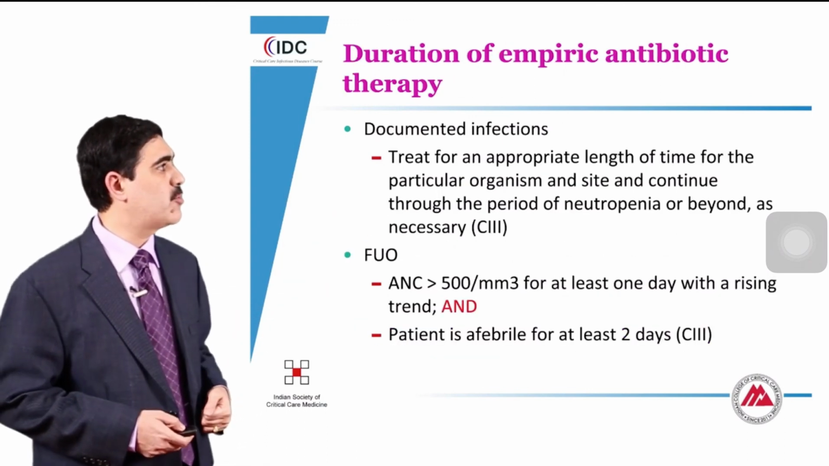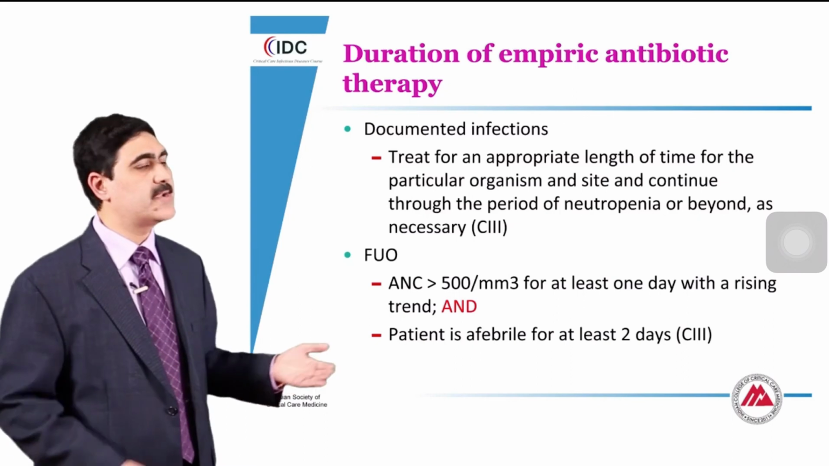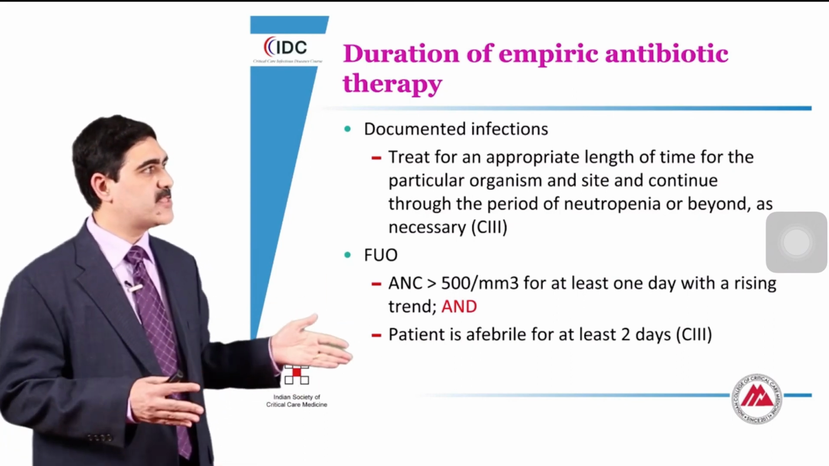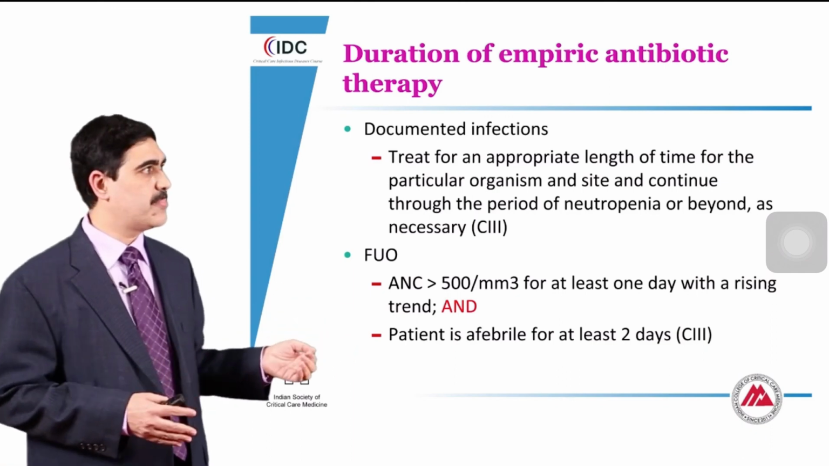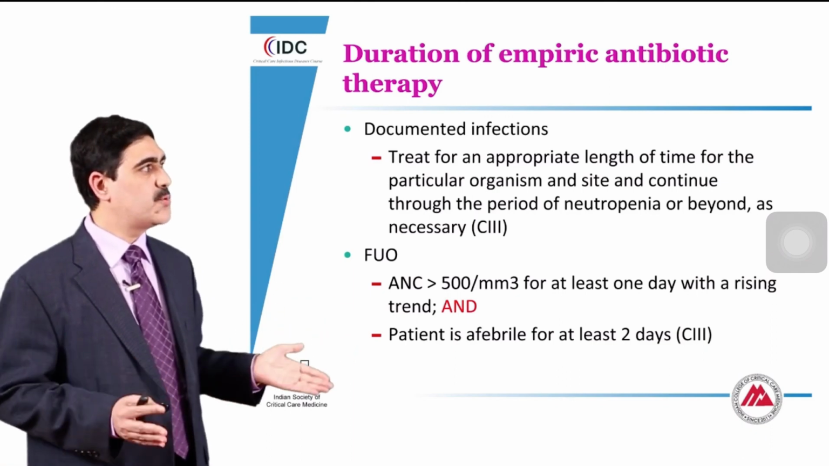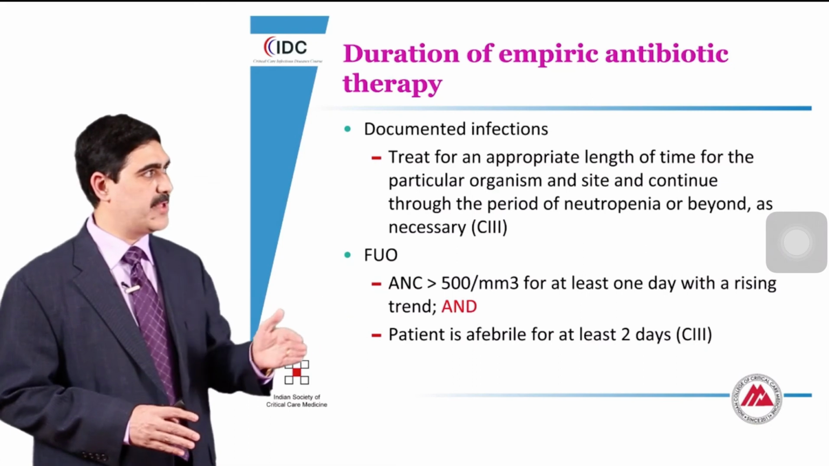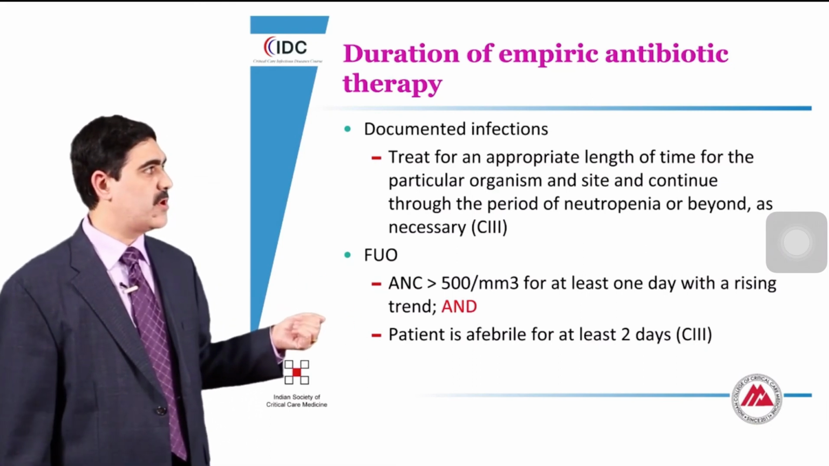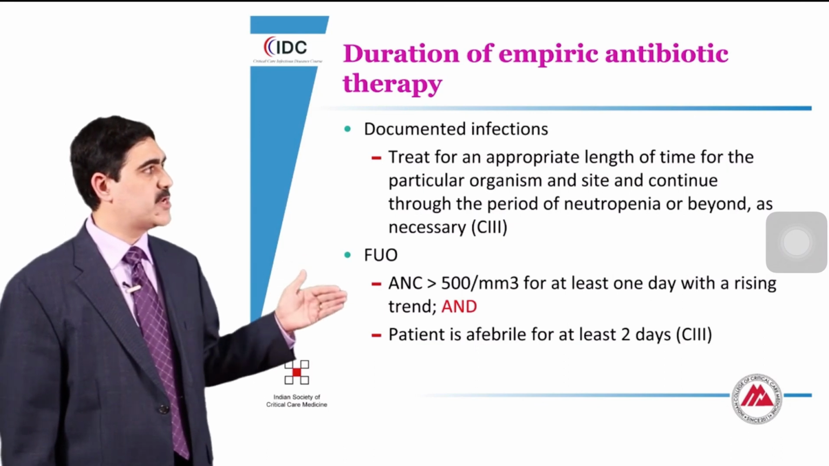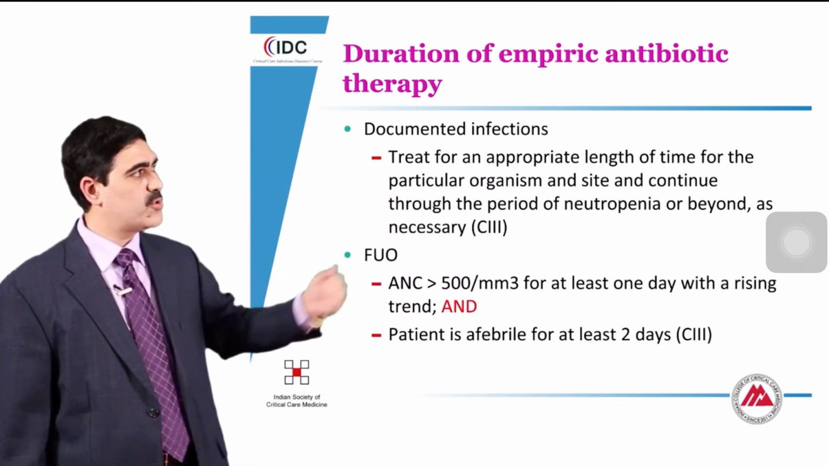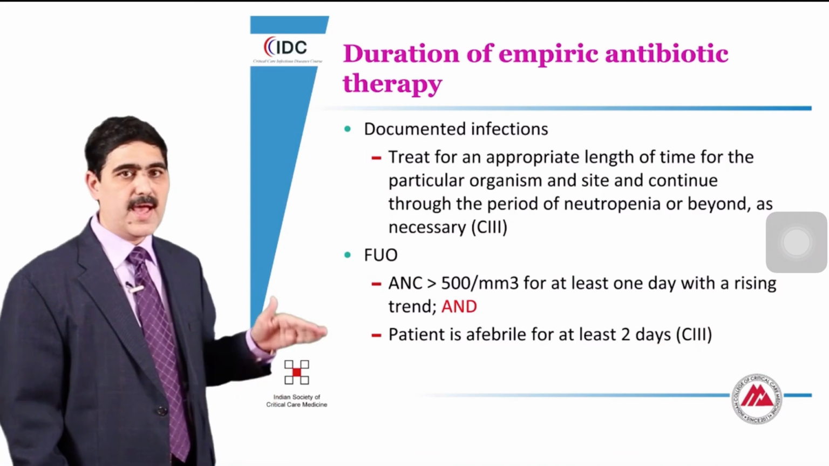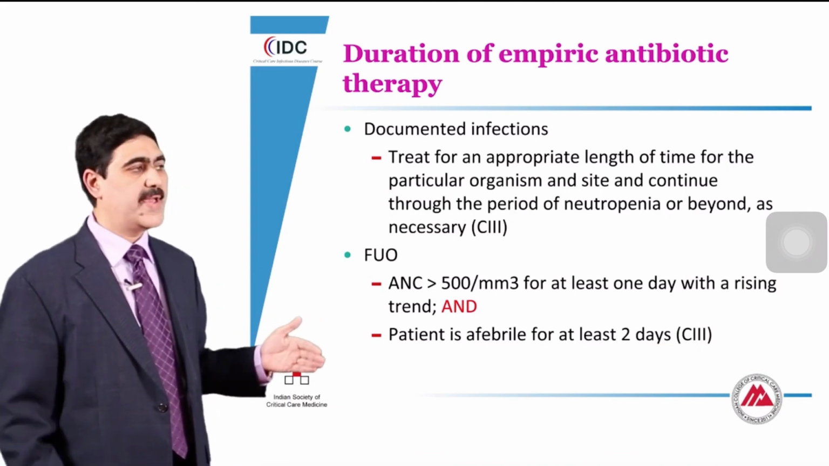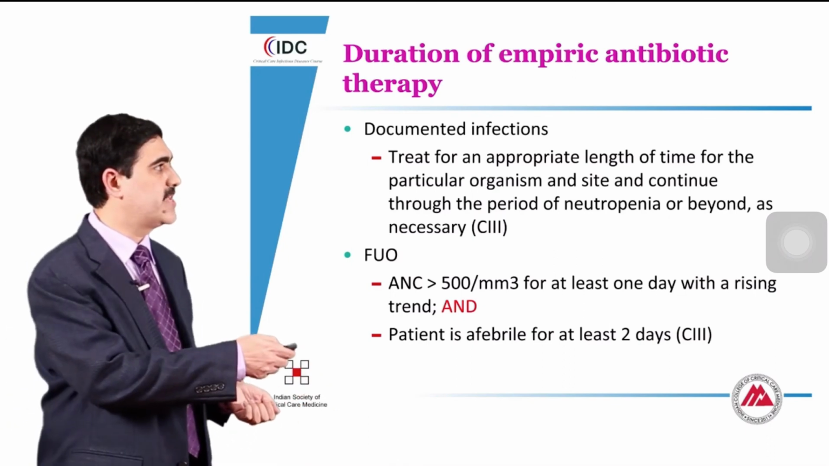So how long do we continue this empiric antibiotic therapy? We need to treat them for an appropriate length of time for the particular organism and site, and continue through the period of neutropenia or beyond as necessary. And in patients who have fever of unknown origin, you need to make sure that the absolute neutrophil count remains more than 500 for at least 1 day and continues to have a rising trend, and the patient remains afebrile for at least 2 days or longer.